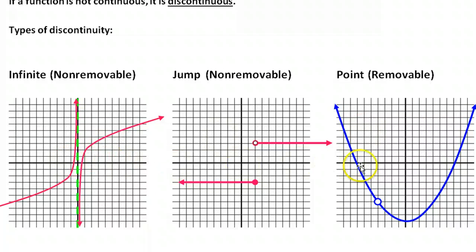So here are three ways that a graph can be discontinuous. If there's an asymptote, we call that an infinite discontinuity, and that's non-removable. If you have a jump in the graph, that's a jump discontinuity, and that's also non-removable. If you have a hole in the graph, that's called a point discontinuity, and that is removable.